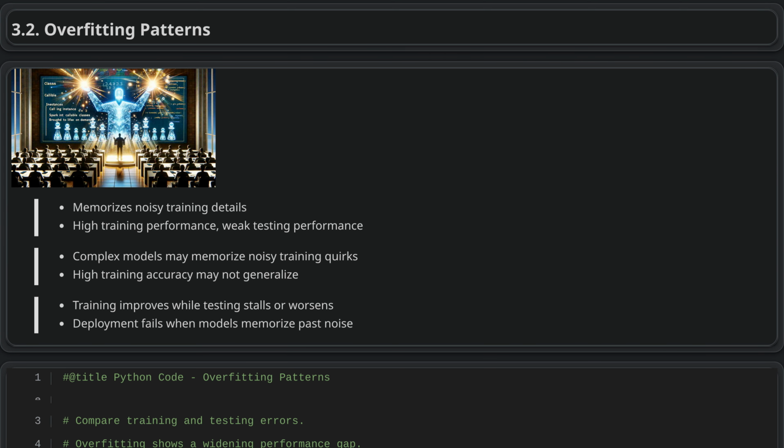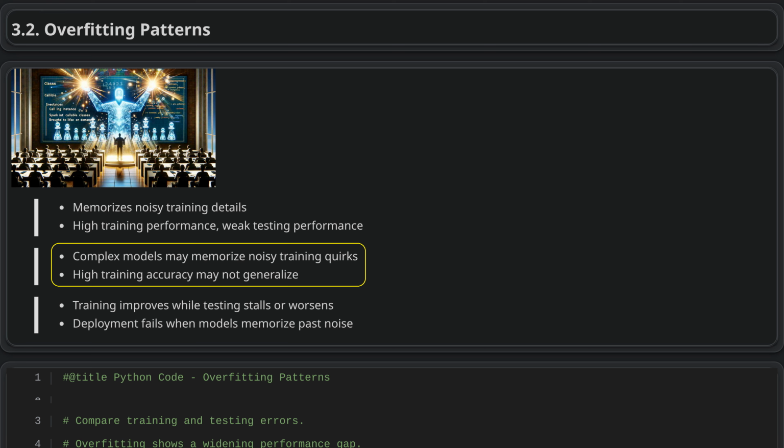Overfitting patterns. Overfitting occurs when a model learns the training data too closely, including noise or irrelevant details, instead of learning general patterns. It may perform very well on training data, but poorly on new testing data. The key warning sign is a large gap between training and testing performance, with training results much better than testing results.